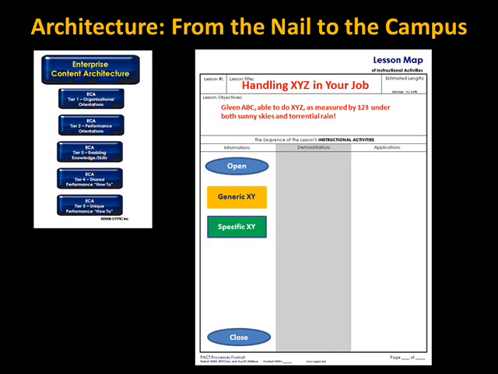Then there's specific XY, which is in your job context, learner. This is how that plays out. So there's a generic part of XY and a specific part of XY. If you thought of active listening, there's active listening, generic content, good for everybody, but then how it plays out in the XYZ performance might be slightly different, might be nuanced. This is how we cover that.